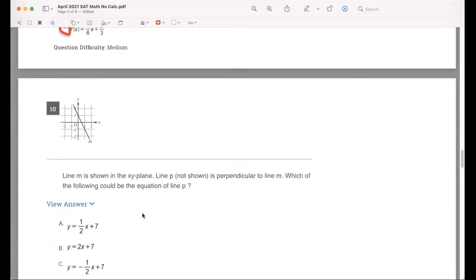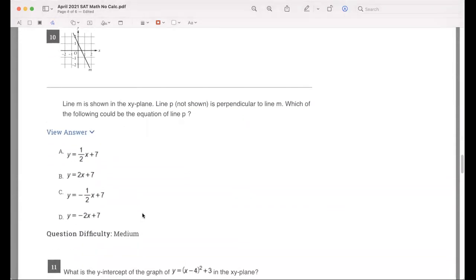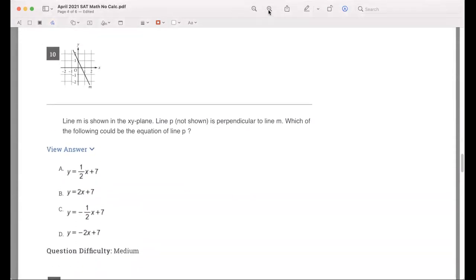Right. Question 10, line M is shown in the xy plane. Line P, not shown, is perpendicular to line M. Which of the following could be the equation of line P? So we can see that line M passes through the points (0, 1) and (1, -1), right? So the slope of this line would be 2 by minus 1, which is negative 2.